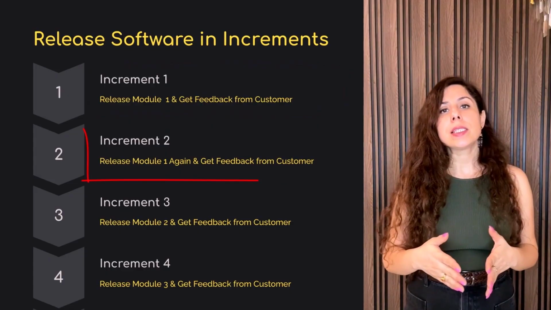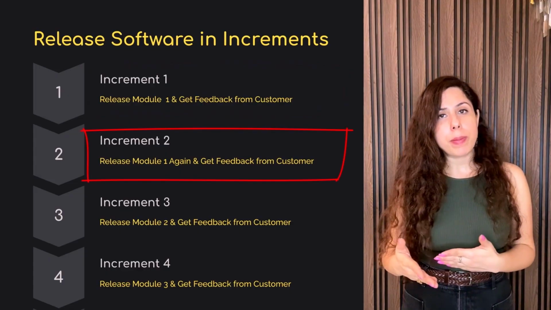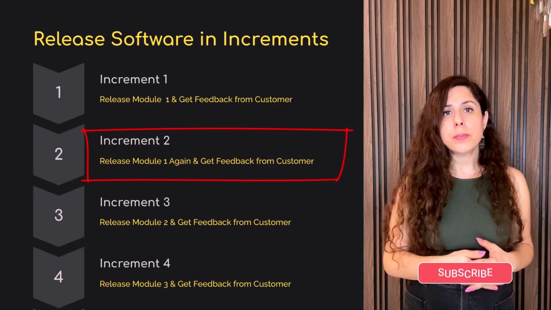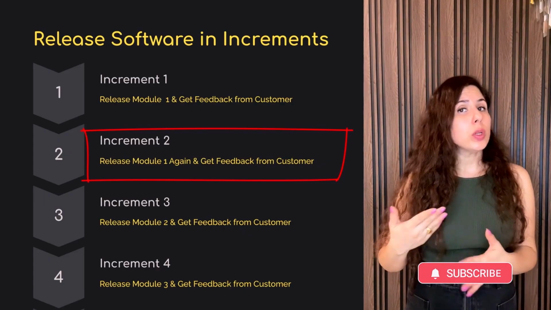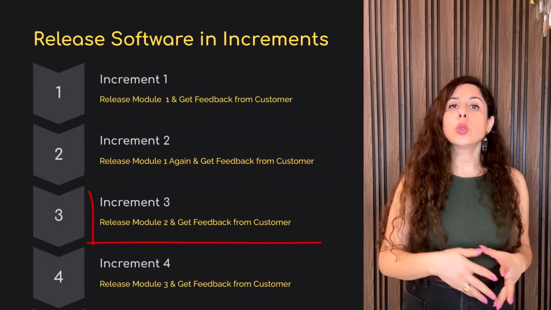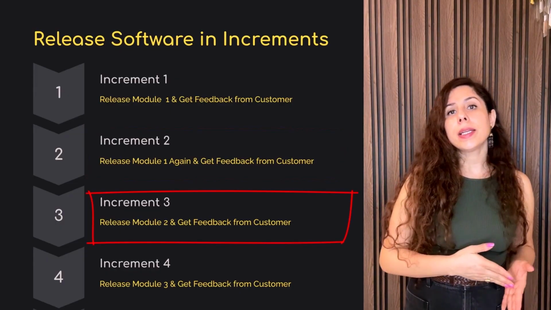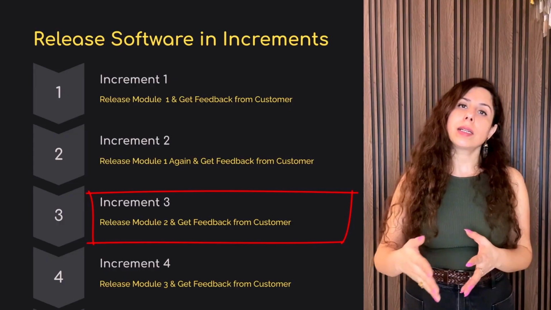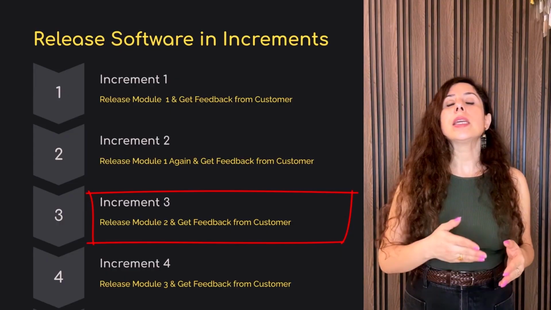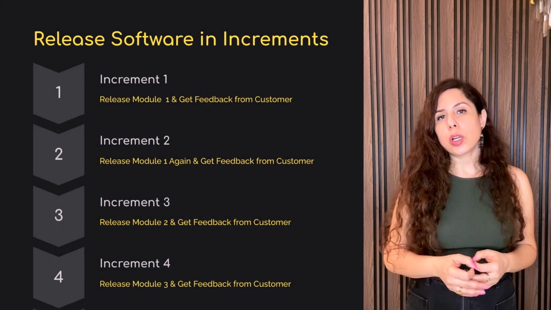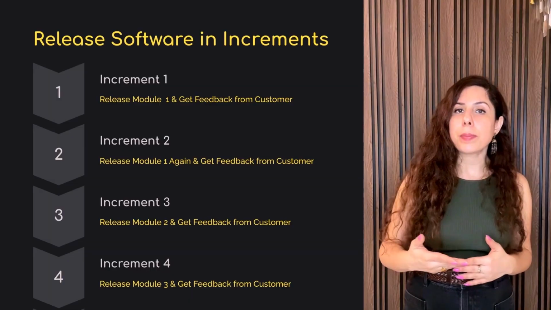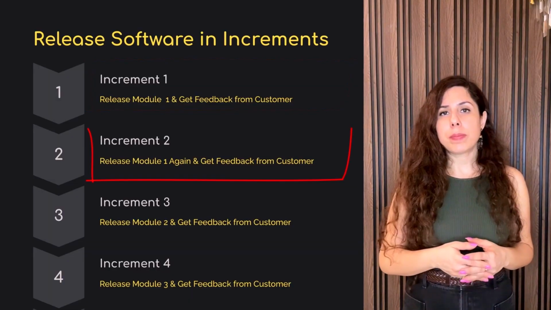Then we'll finalize that module based on the feedback and give it back to the customer for feedback as second increment. Once the module is finalized, we'll move to the second module and again take it to the customer as a third increment. The customer gives feedback on that too and we will finalize it. Basically, in incremental model, we build our software incrementally based on customer feedback.